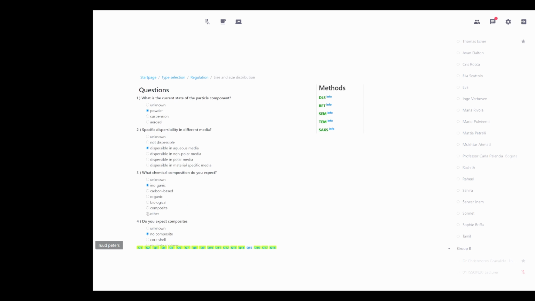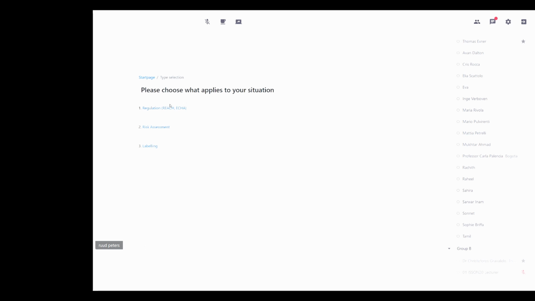Let's now try to do, I hope I can still do 2 examples with you for specific materials. So let's just do that. Let's go to risk assessment, and then let's look at a coating, for instance.